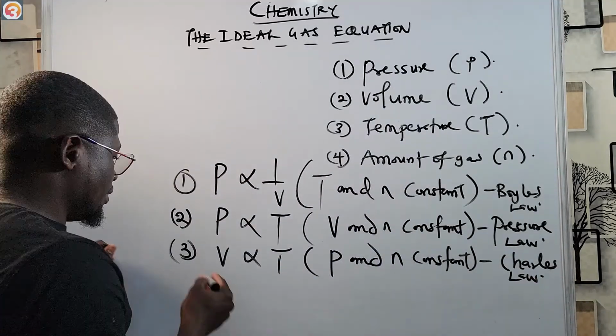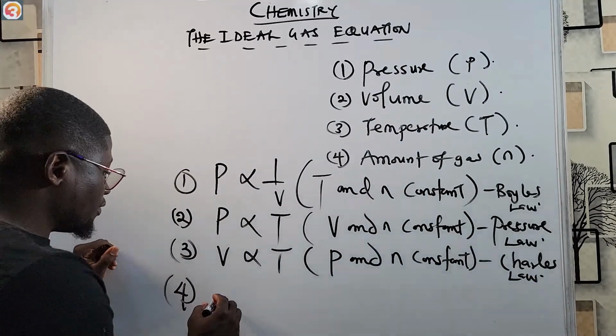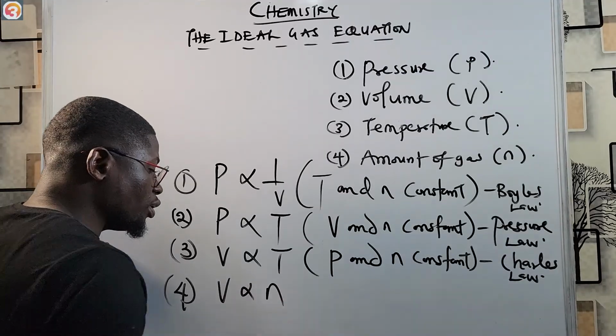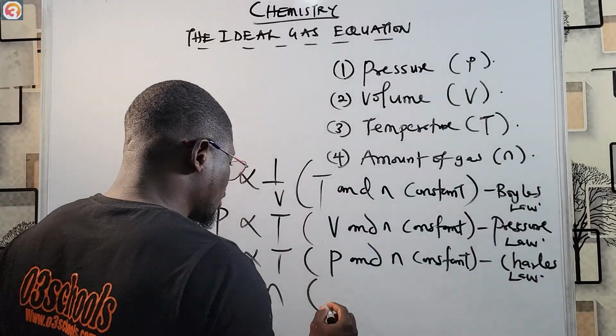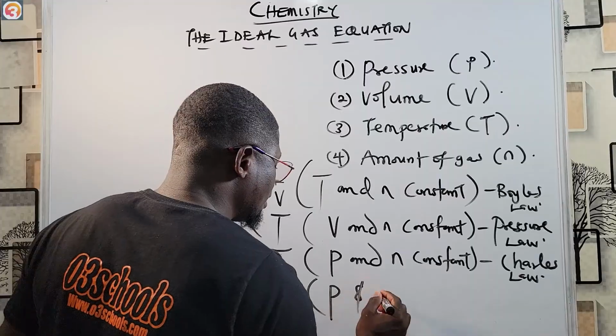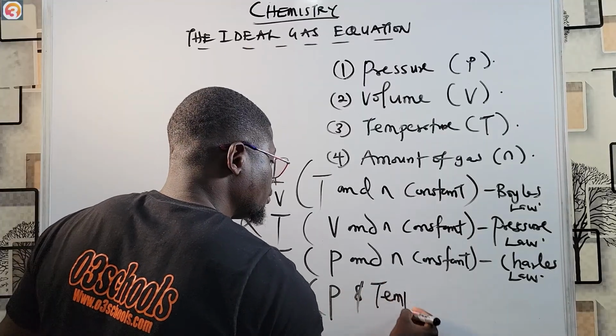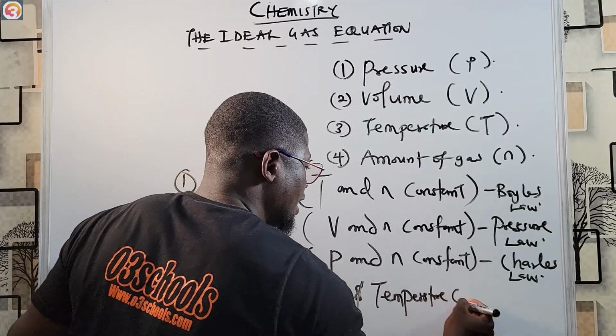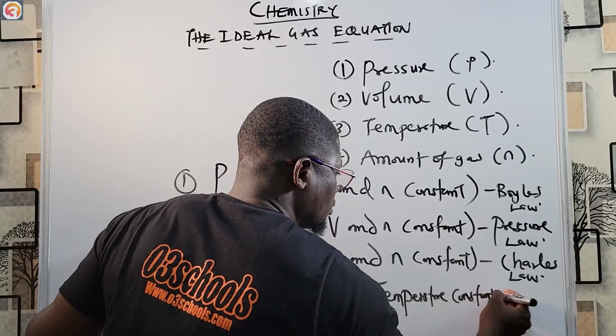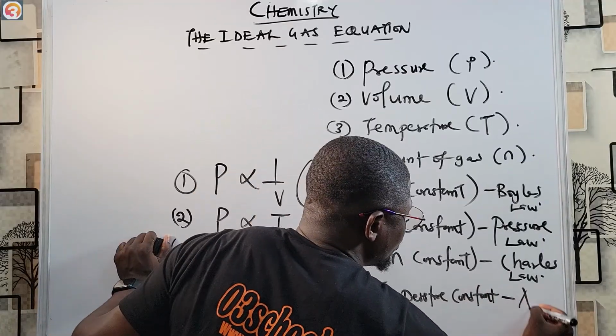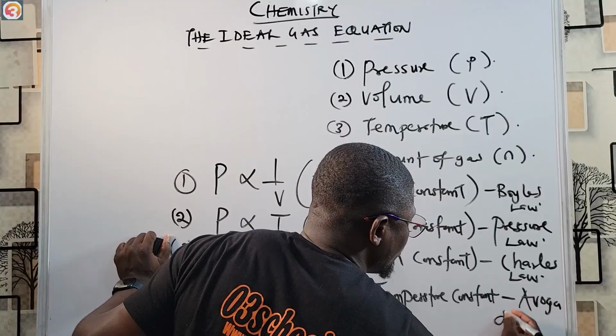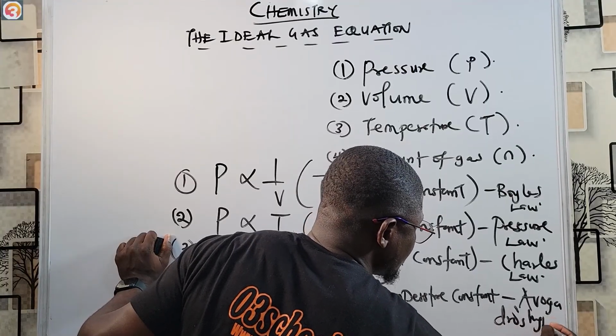There's also another one, number 4, where volume is directly proportional to the amount of gas, with pressure and temperature held constant. And this one is called the Avogadro hypothesis.